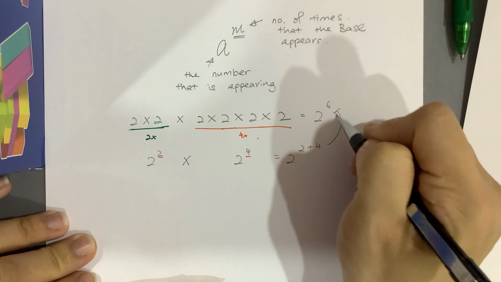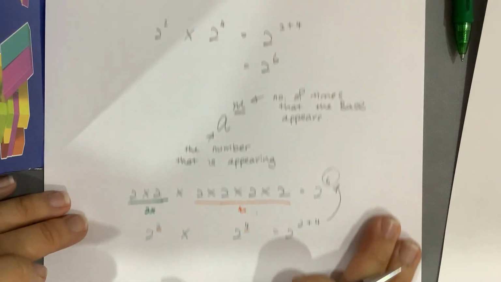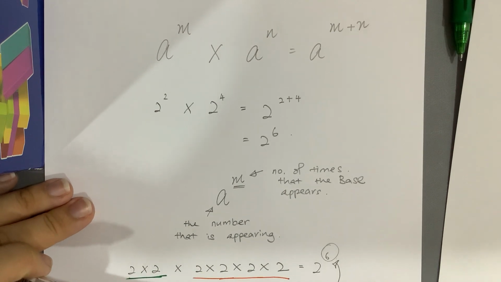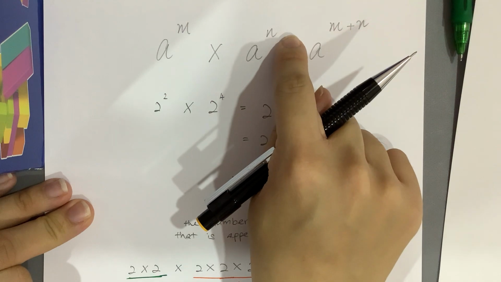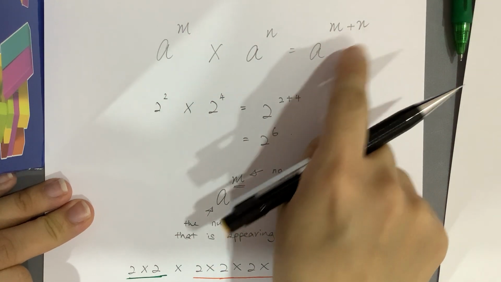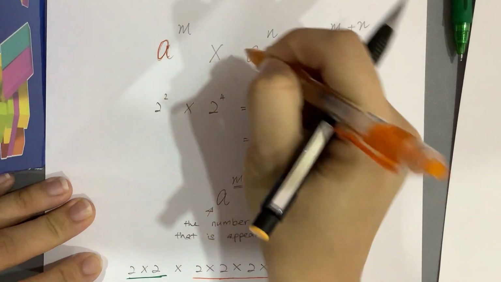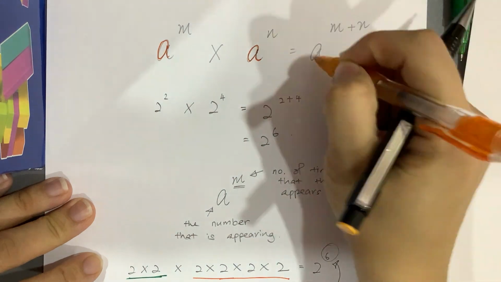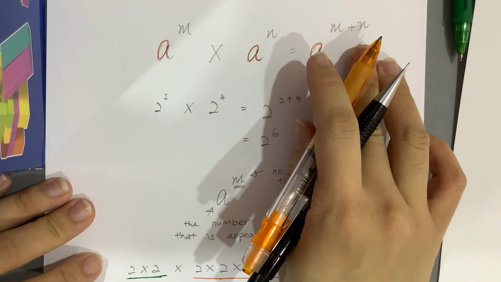Then it will in turn give you power 6. So this explains why the formula is a to the power m times a to the power n equals a to the power m plus n. So take note, when you are applying this formula, the base is the same. So when the base is the same, for the power, you add it up.